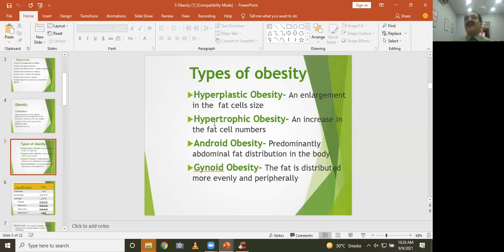What are the different types of obesity? The types of obesity are hyperplastic, hyperplasia.